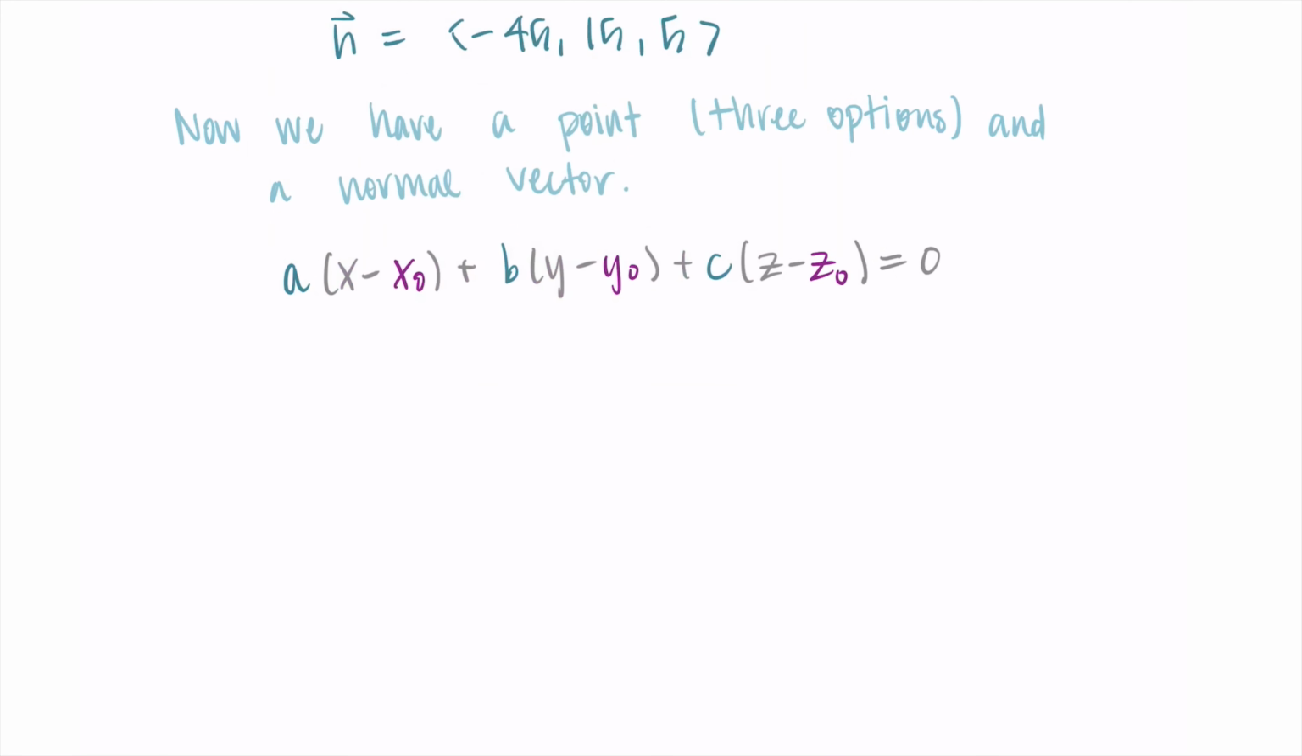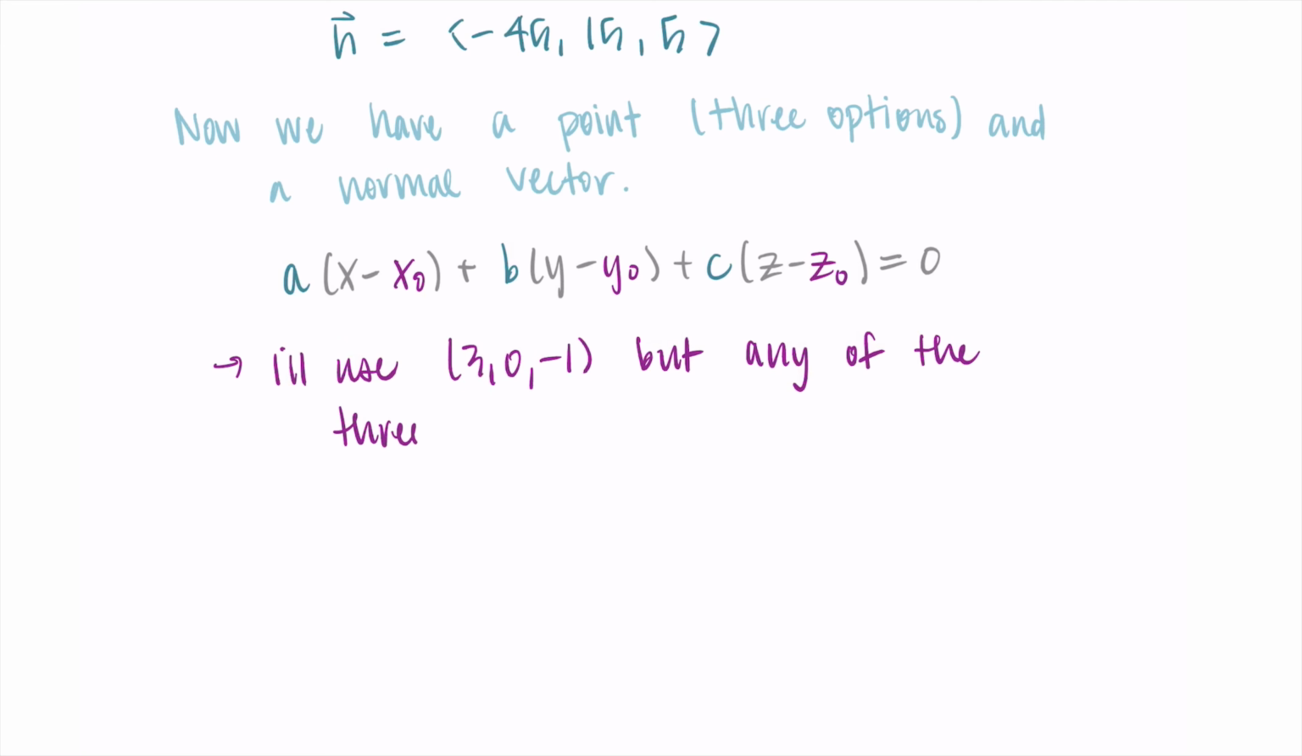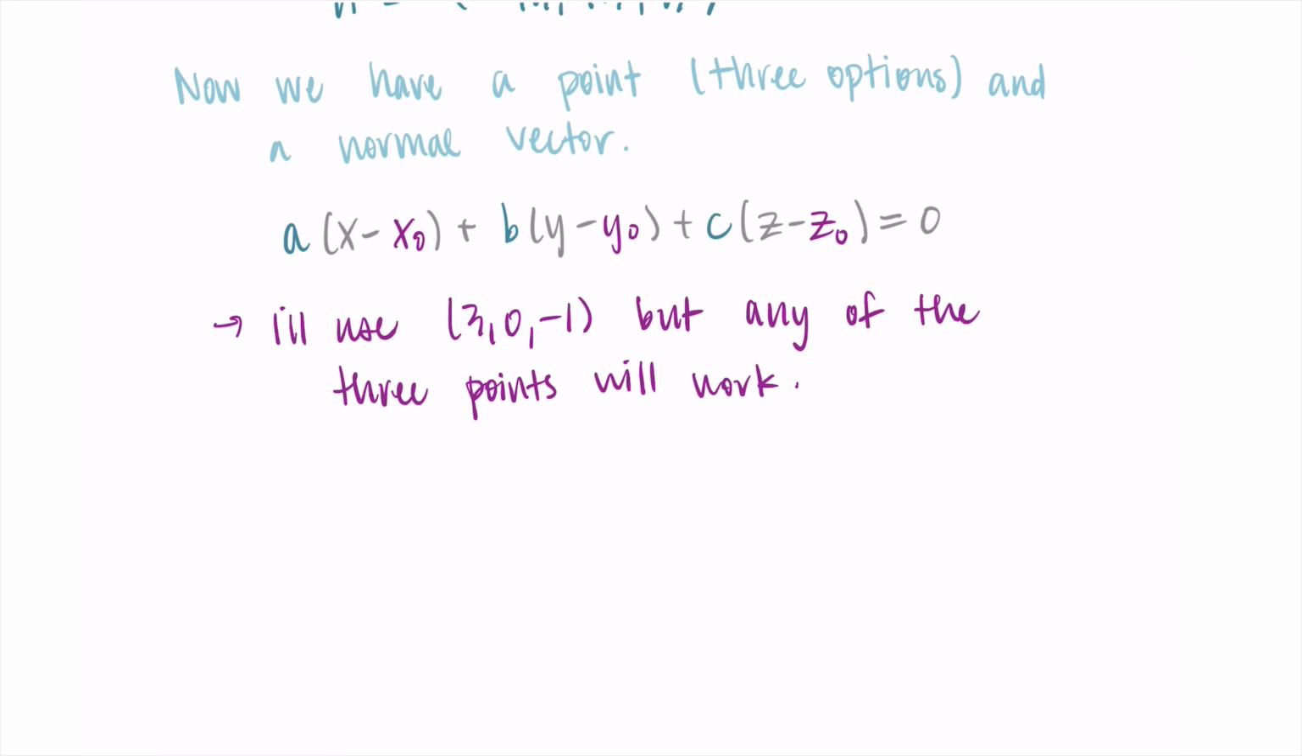So I'm going to use the point 3, 0, negative 1, but just to be super clear, any of the points will work. So you're going to get the same answer regardless of which point you pick, which is really cool, so you can try it out if you want, make sure you get the same answer. But I'm just going to pick this one. Okay, so let's assemble it, and we're going to get our final answer here.